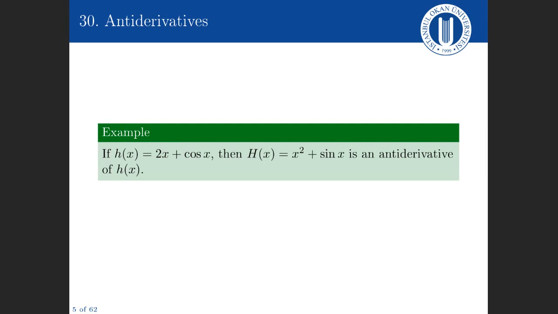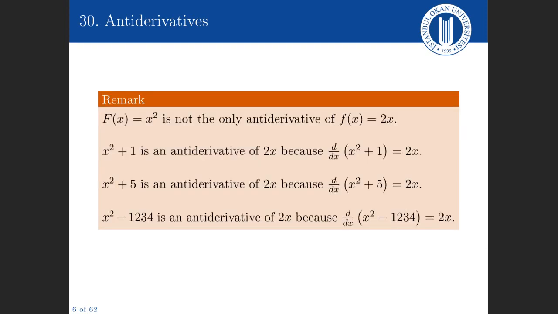And we can combine these two examples together. x squared plus sine x is an antiderivative of 2x plus cos x, because if we differentiate x squared plus sine x, we get 2x plus cos x. Previously I said that x squared is an antiderivative of 2x, but it's not the only antiderivative. I didn't say the antiderivative, I said an antiderivative. For example, x squared plus 1 is also an antiderivative of 2x. We know that if we differentiate x squared plus 1, we get 2x. And x squared plus 5 is an antiderivative of 2x. And x squared minus 1, 2, 3, 4 is an antiderivative of 2x.